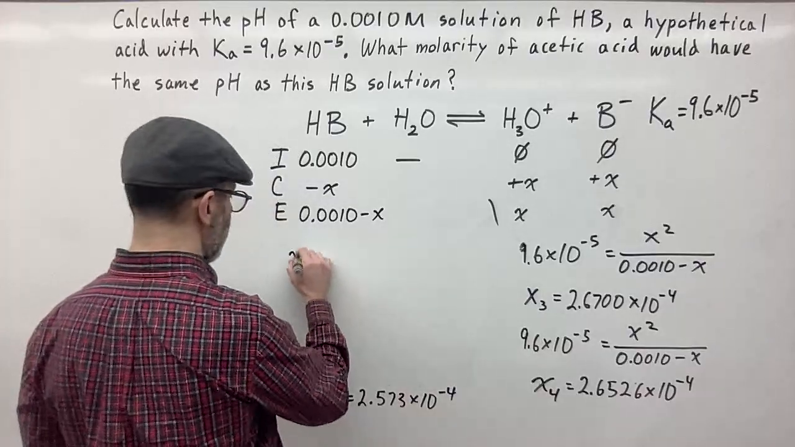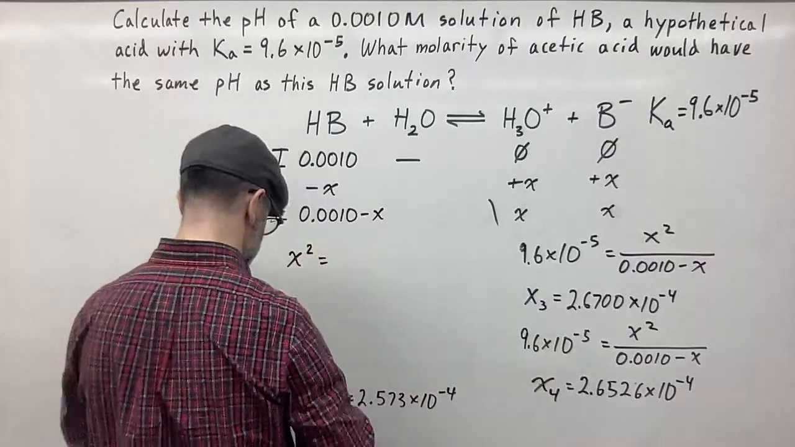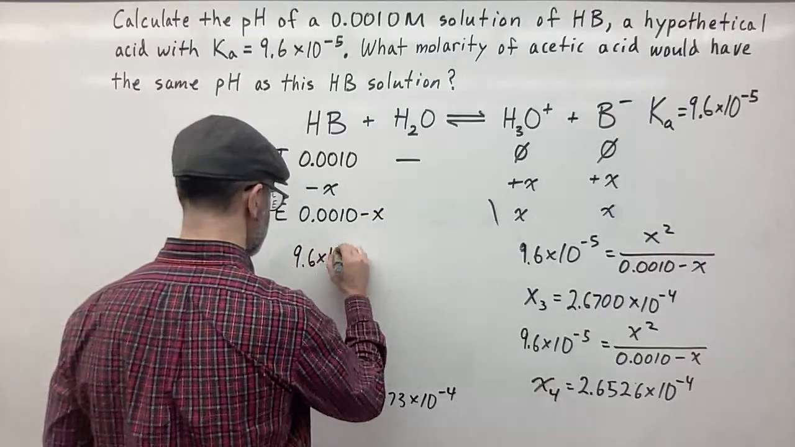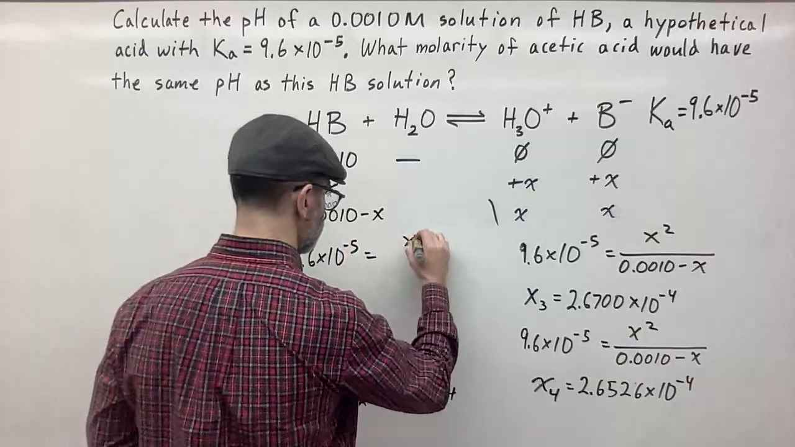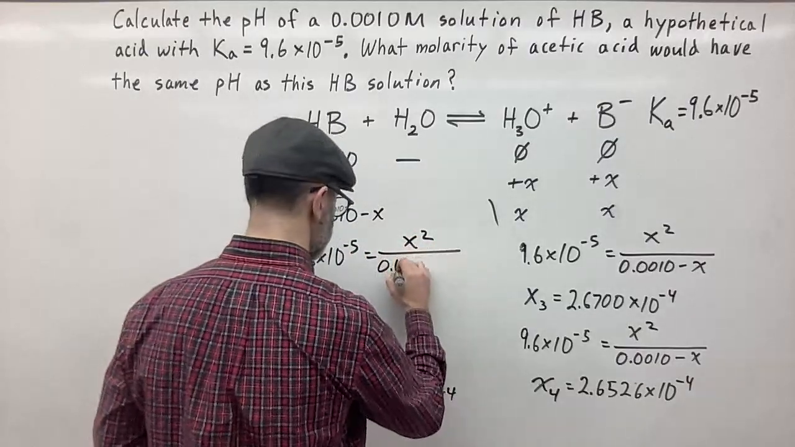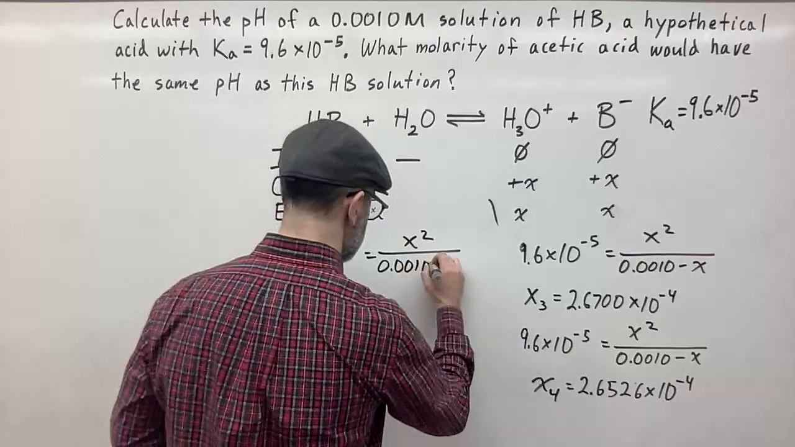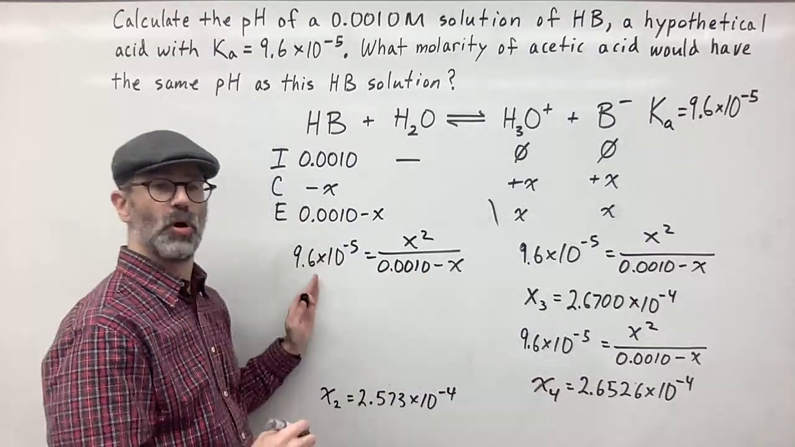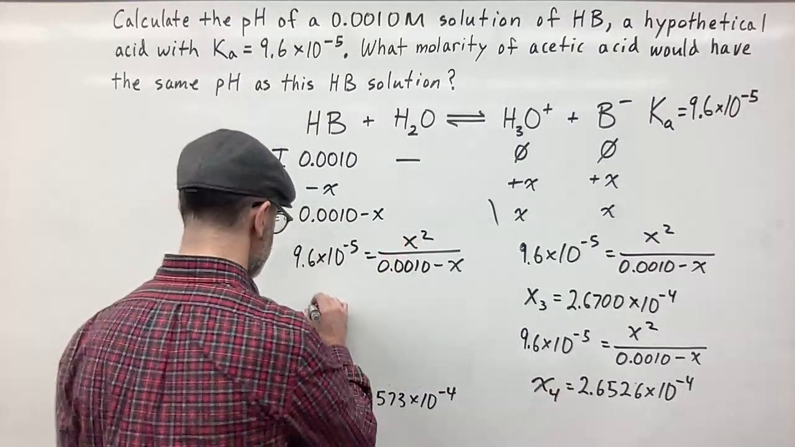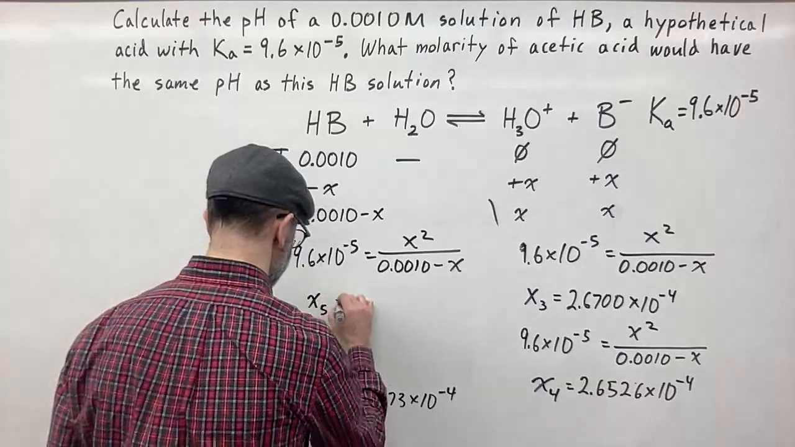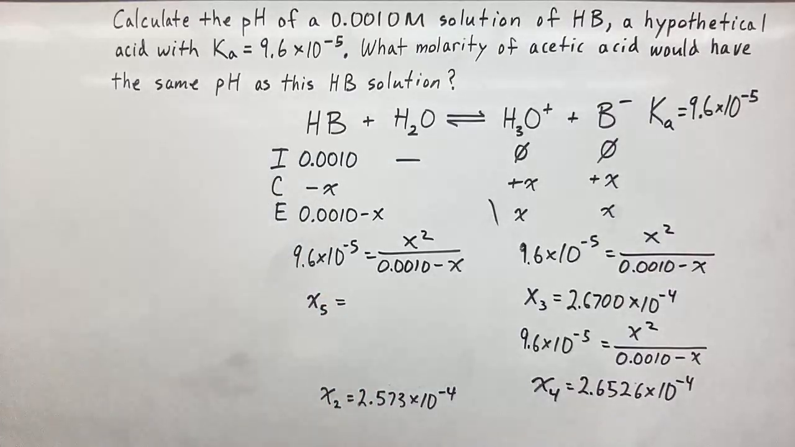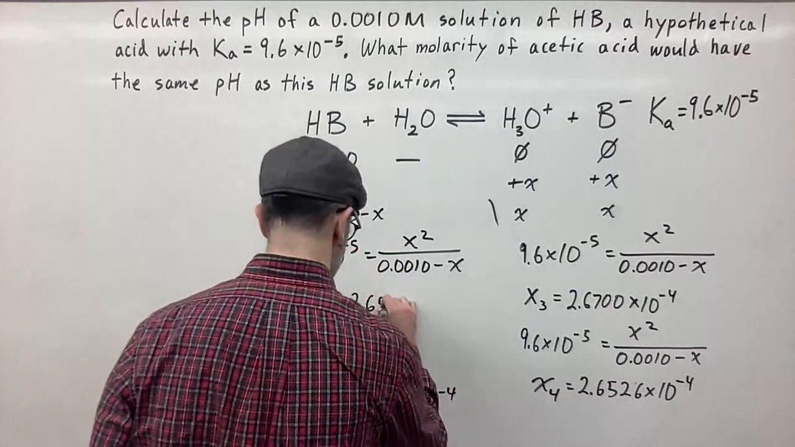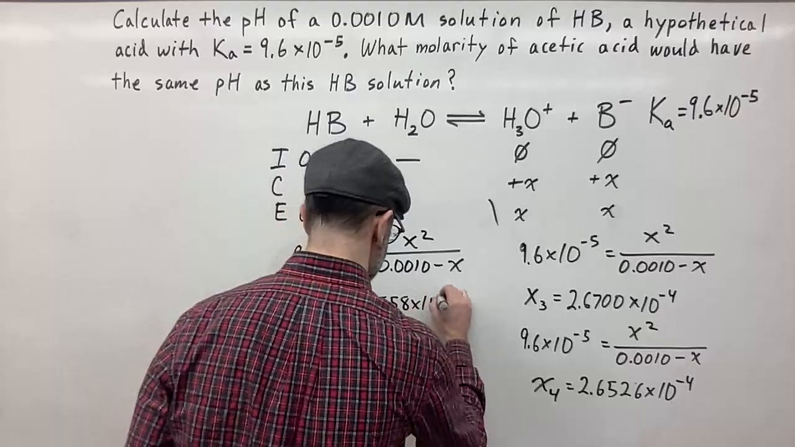So we have, again, x squared is equal to, oops, sorry, not x squared. It's going to be 9.6 times 10 to the negative 5 is equal to x squared over 0.0010 minus x. I take that x, plug it in, subtract, multiply, and then take the square root, and I get x to the 5th. And for that one, I get 2.6558, 2.6558 times 10 to the negative 4.